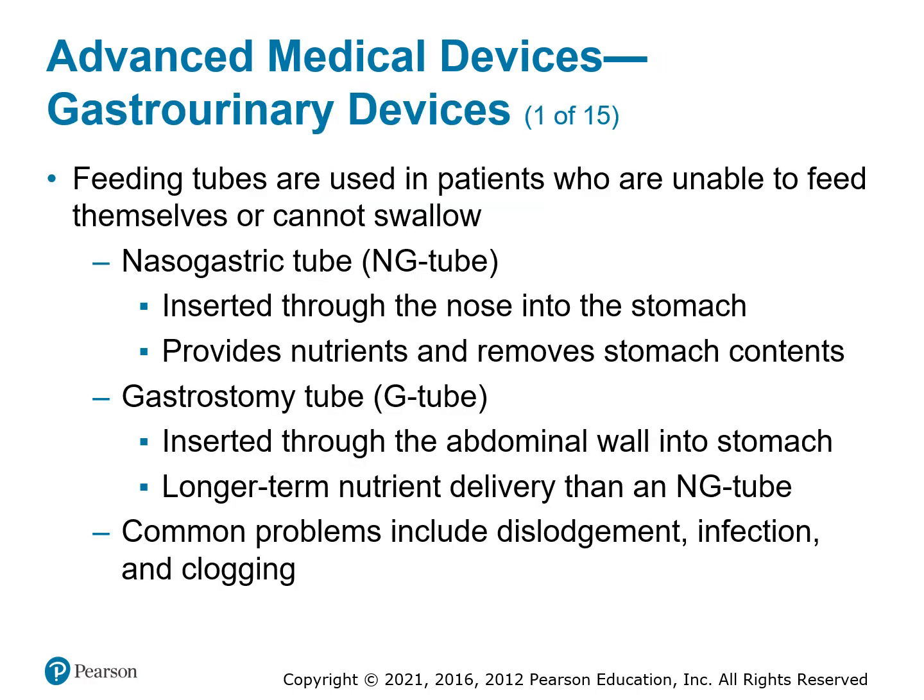All right, gastrourinary devices. Feeding tubes are used in patients who are unable to feed themselves or cannot swallow. So there's a nasogastric tube, which is inserted through the nose into the stomach and provides nutrients and removes stomach contents. A gastrostomy tube, or a G tube, is inserted through the abdominal wall into the stomach. This is longer term nutrient delivery than an NG tube. An NG tube is normally a more temporary placement. Common problems include dislodgement, infection, and clogging.